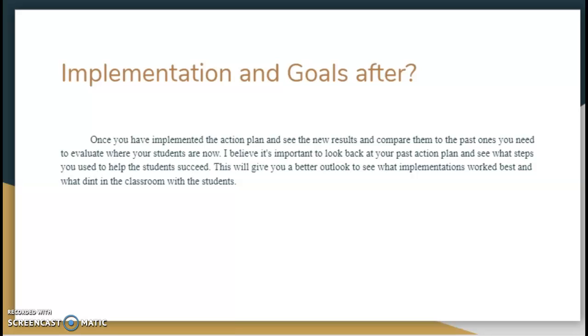How do we implement this, and what are the goals after? Once you have implemented the action plan and see the new results and compare them to the past ones, you need to evaluate where your students are now. I believe it's important to look back at your past action plan to see what steps you used to help students succeed. This will give you a better outlook to see what implementations worked best and what didn't in the classroom with students.